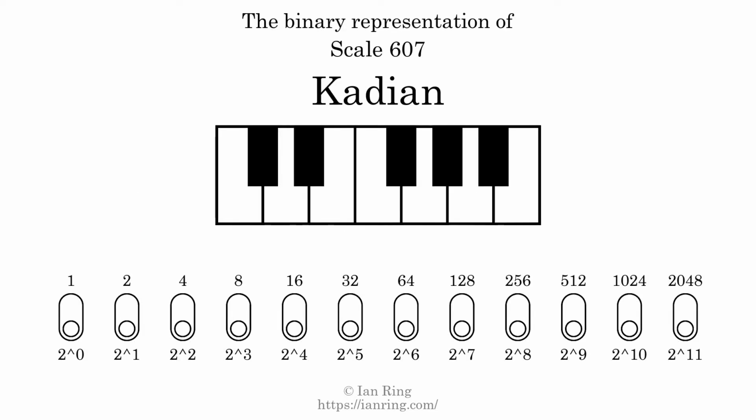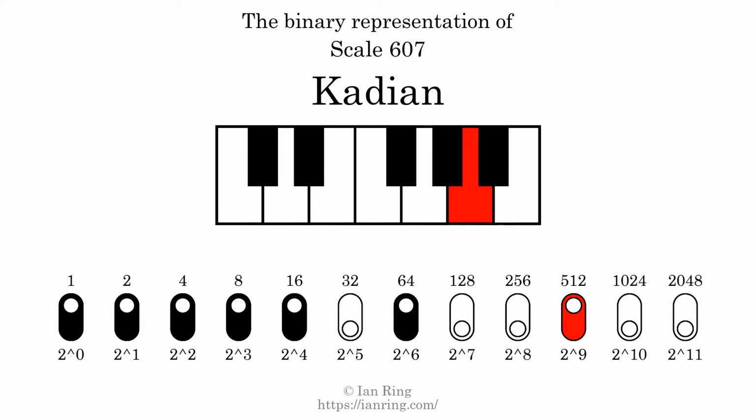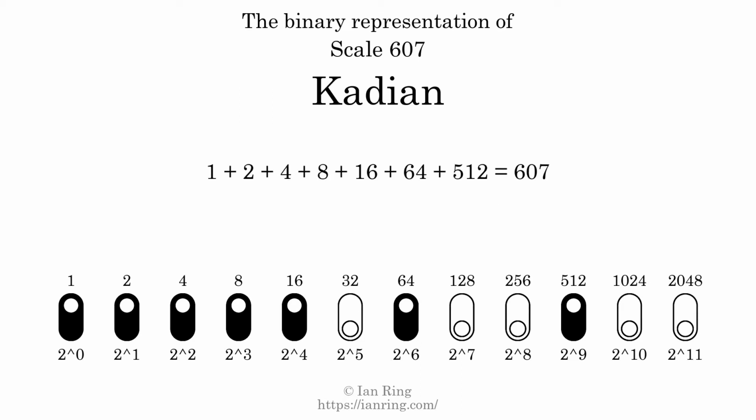The binary representation of this scale is determined by mapping tones of the scale to binary digits. Each binary digit represents a power of 2. To get the scale number, we add the powers of 2 together. The powers of 2 that are present in the scale, all added together, equals 607. That is why the scale number, in decimal, is 607.